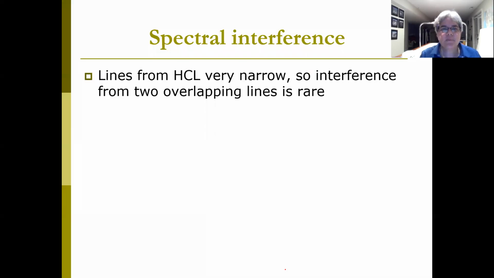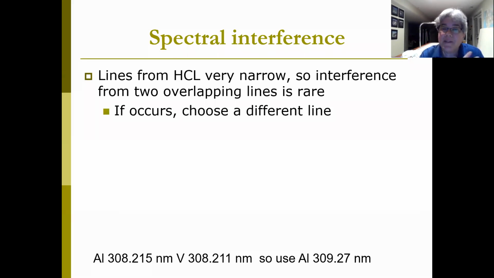Okay, so spectral interferences, remember the lines from the HCl are very, very narrow. So we're probably not going to have two lines exactly in the same place. It's pretty rare. But if it does occur, then we just choose a different line.